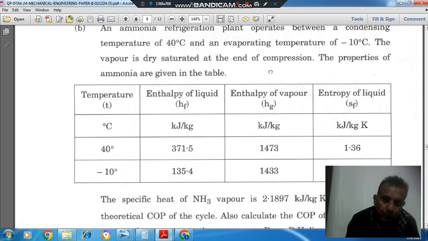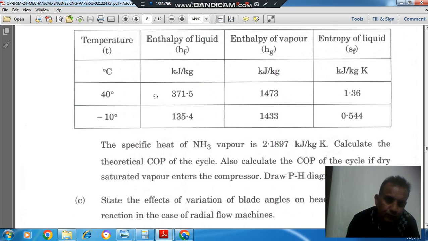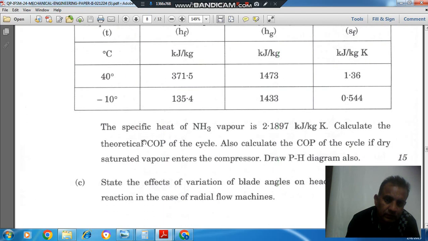The properties of ammonia are given below. These are the temperatures in degrees Celsius and enthalpy of liquid in kilojoule per kilogram corresponding to temperature. Enthalpy of vapor is also given, and entropy of liquid is given in kilojoule per kilogram per degree Kelvin corresponding to these temperatures. The specific heat of NH3 vapor is 2.1897 kilojoule per kilogram per degree Kelvin. Calculate the theoretical COP of the cycle. Also calculate the COP of cycle if dry saturated vapor enters the compressor.